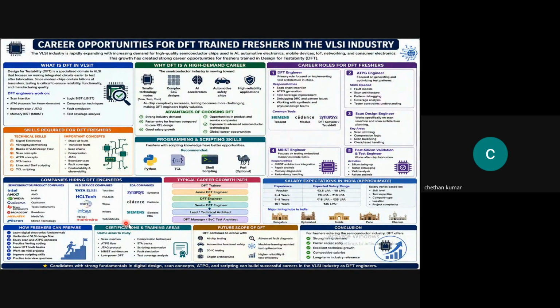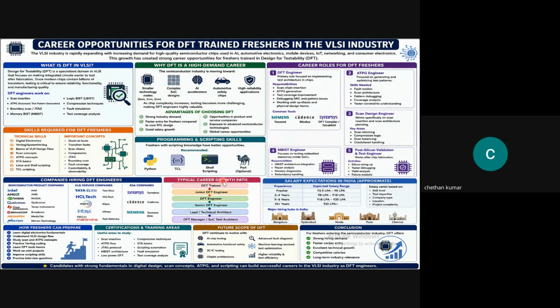The companies which provide the EDA tools for us to work on are Synopsys, Cadence, and Siemens. These are the main three EDA partners for all other companies, who provide tools to perform DFT tasks.